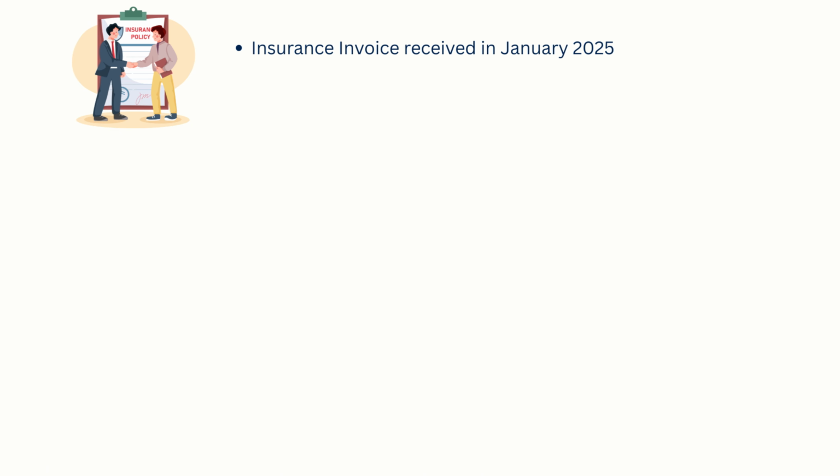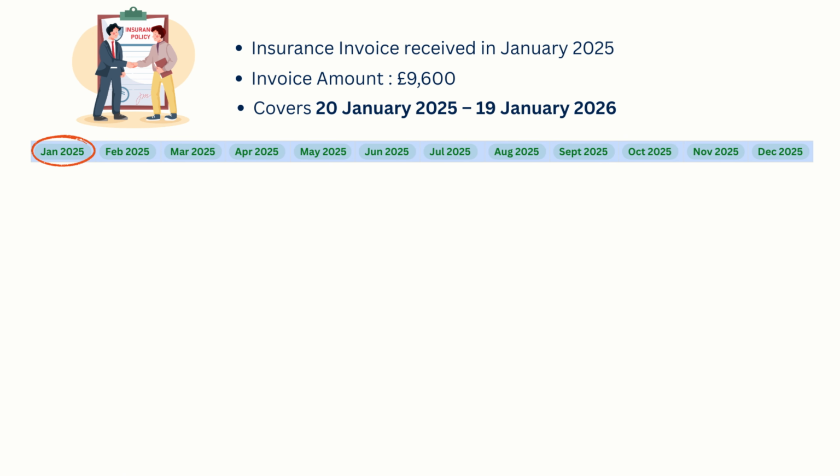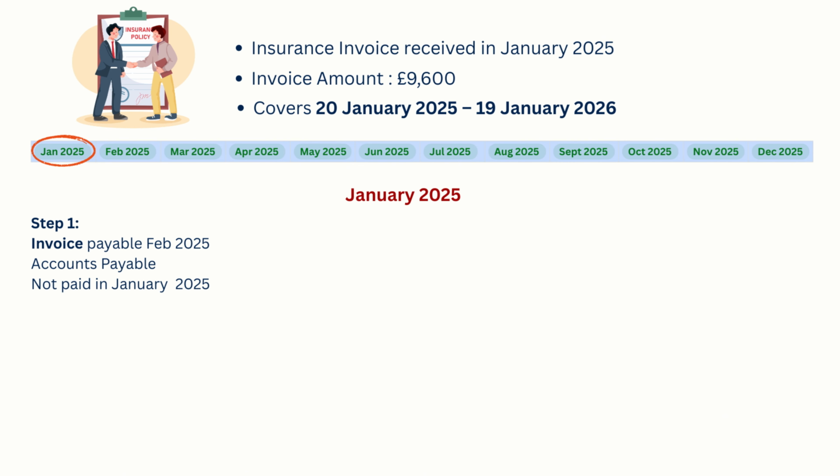We receive an insurance invoice in January 2025 for £9,600. The insurance covers the period from the 20th of January 2025 to the 19th of January 2026, a full 12 months. The invoice is not paid until February, so accounts payable is involved. Let's deal with January first.